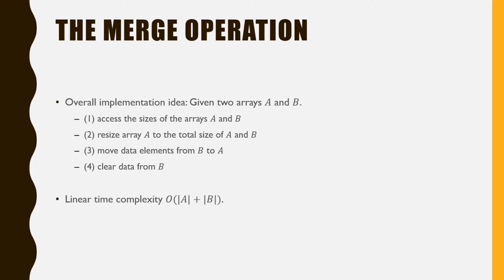The time complexity of the merge operation is linear to the total size of A and B. When we resize array A, we may need to move all data elements in A, and in step 3, we also need to move all elements in B. Together, they lead to the time complexity of big O, A plus B.